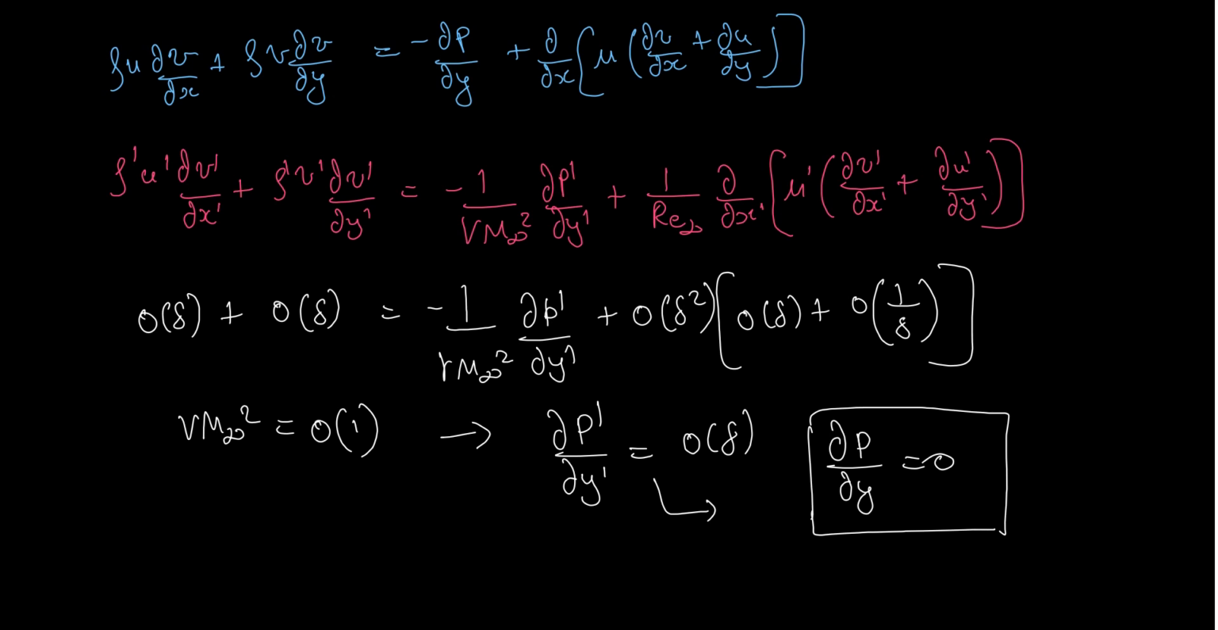And this starts to get invalid only when we go to hypersonic regimes, where this assumption is no longer valid. The M infinity becomes very large, and we might have significant pressure gradients in the vertical direction also. So this is one very insightful result that we have got from this analysis.